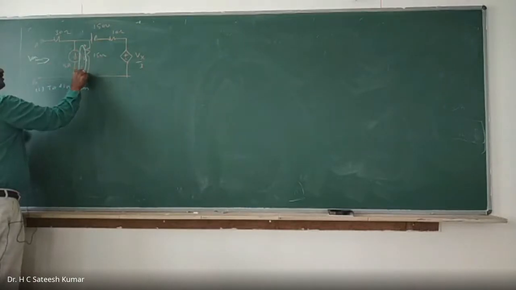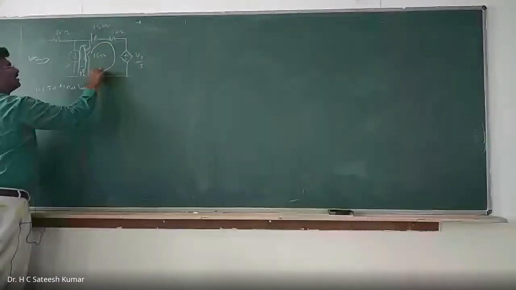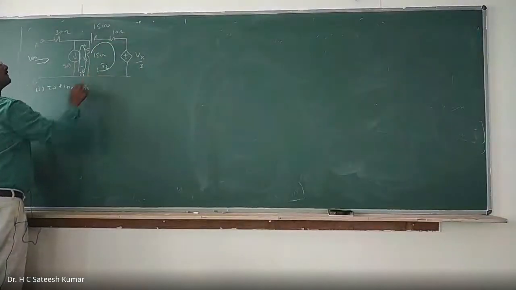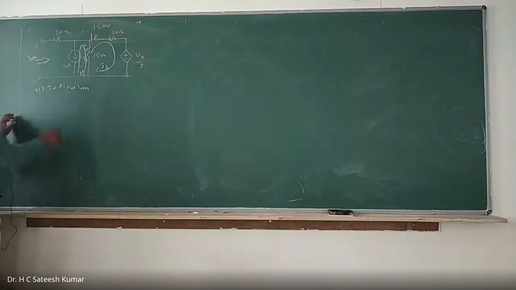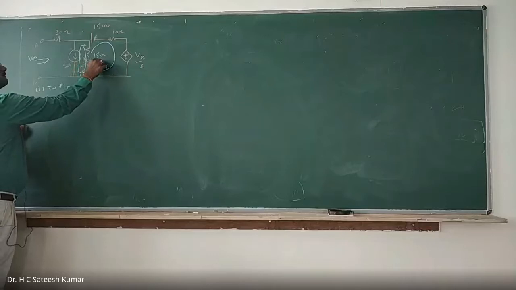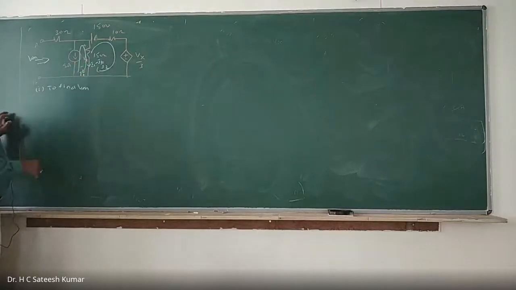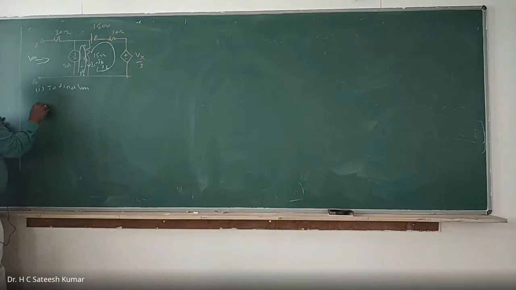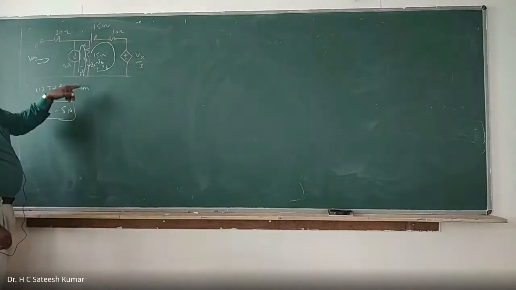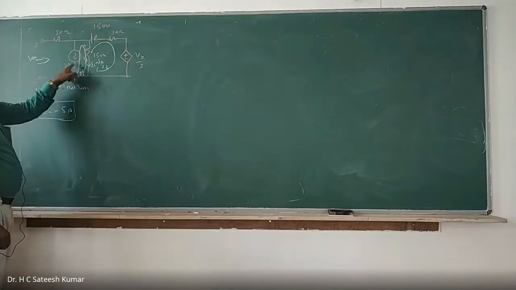Write down the loop current I1, and this one you write as I2. So this current is I1 minus I2. Now, KVL: the current source is in the perimeter. Therefore, I1 is equal to minus 5 amps, because the current is in the opposite direction to this one. Therefore, minus 5.